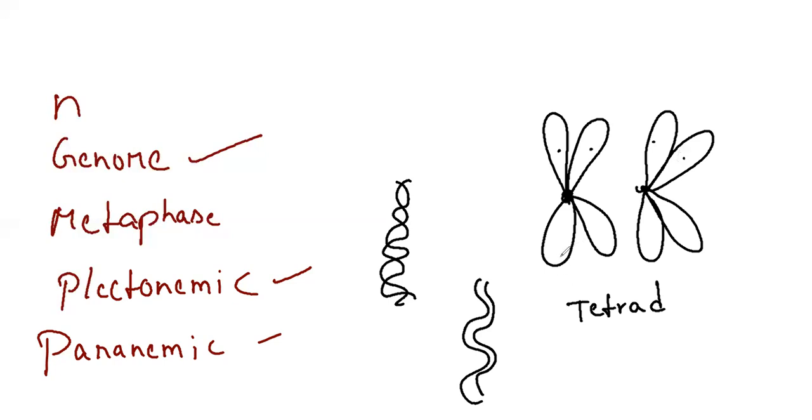The relationship between these chromatids, we call sister chromatids, because they are attached to the same centromere. And the relationship between this and this, we call non-sister chromatids. We call this a tetrad because it has four chromatids. So this is sister chromatids and this is non-sister chromatids. And remember, the best chromosomal structure is studied during metaphase.